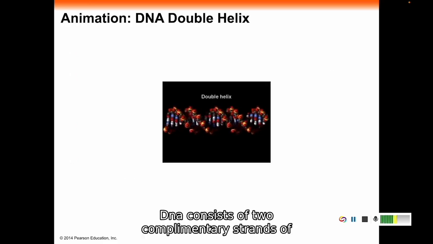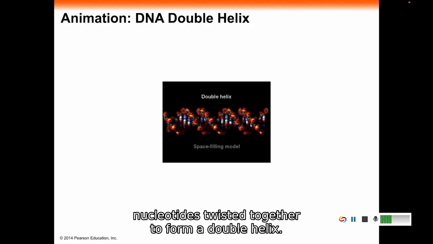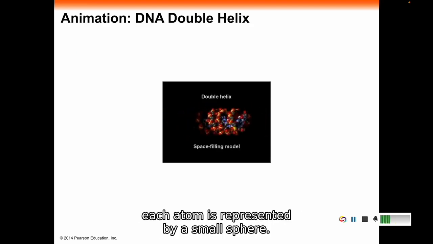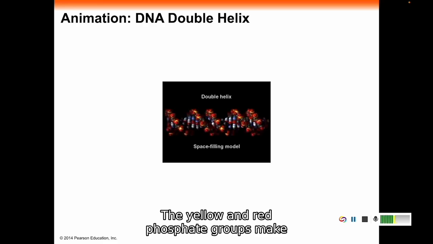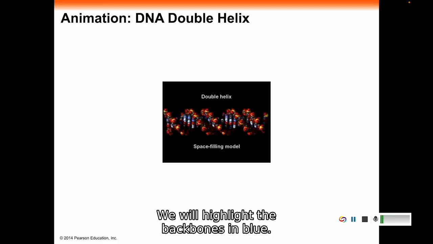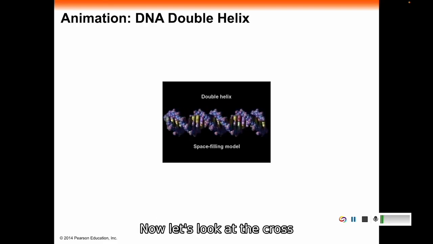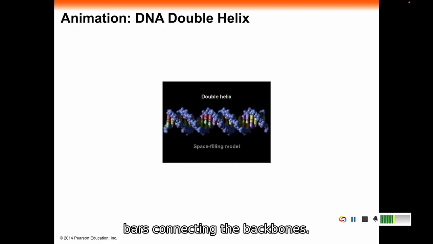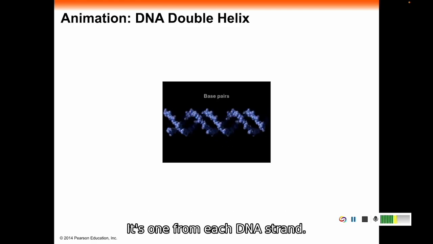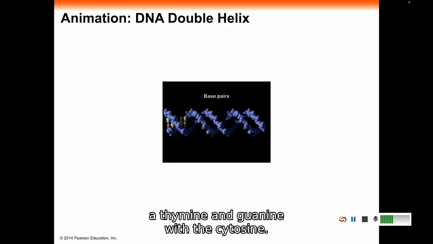DNA consists of 2 complementary strands of nucleotides twisted together to form a double helix. In this space-filling model, each atom is represented by a small sphere. The yellow and red phosphate groups make the 2 sugar phosphate backbones easy to spot. They're on the outside of the double helix. We will highlight the backbones in blue. Now let's look at the crossbars connecting the backbones. Each crossbar is a hydrogen-bonded pair of bases, one from each DNA strand. An adenine is always paired with a thymine and a guanine with a cytosine.